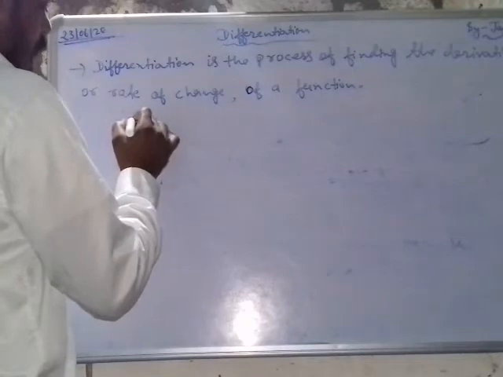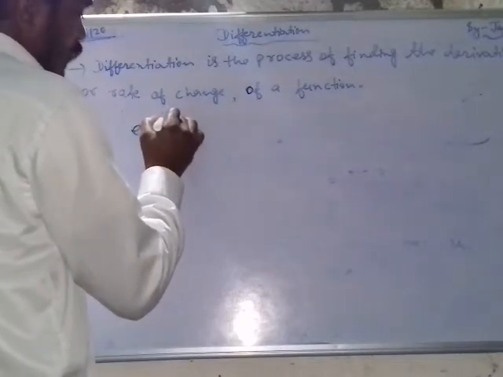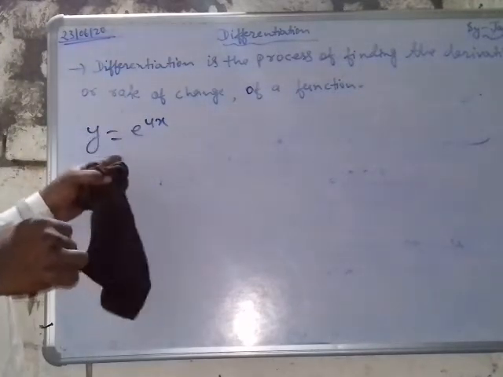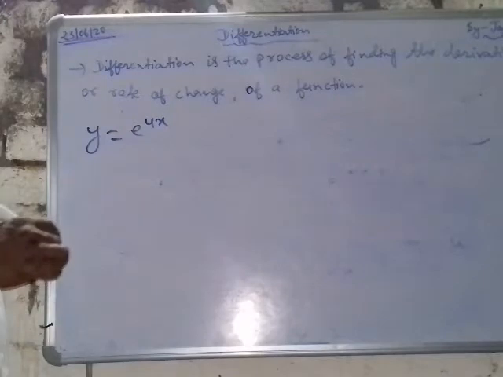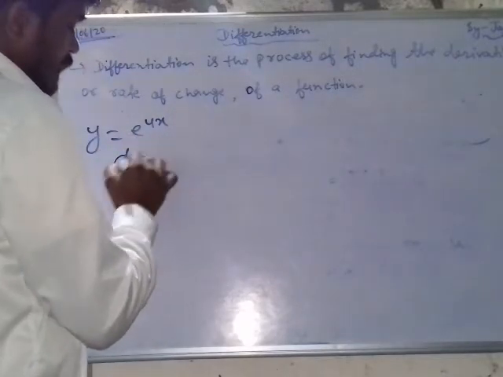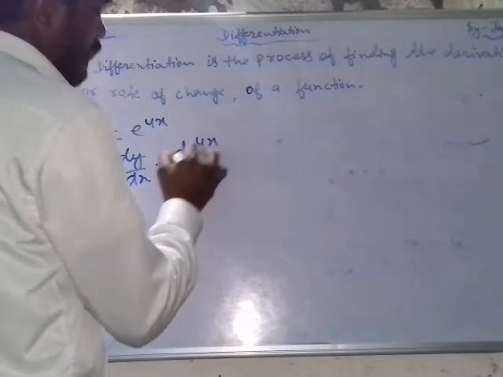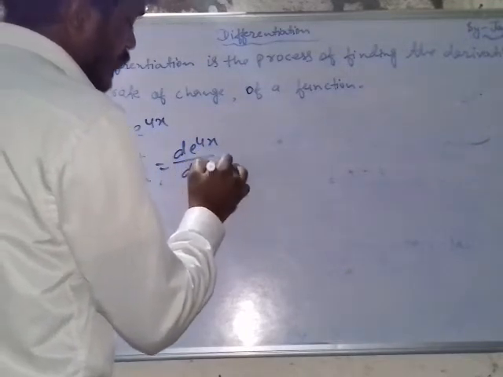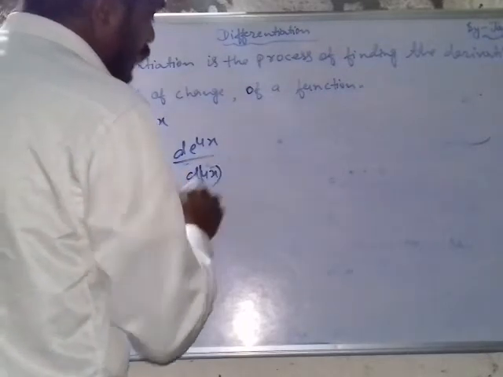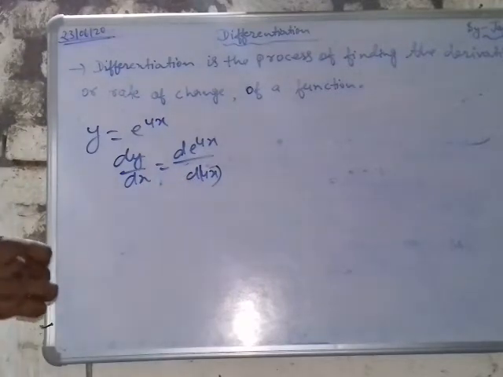The next example may be written as: if differentiation of exponential 4x is given, y equals exponential 4x, then we differentiate it and find dy by dx equals d exponential 4x divided by d 4x. Why do we write here 4x?